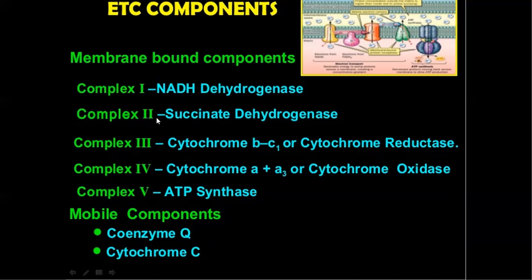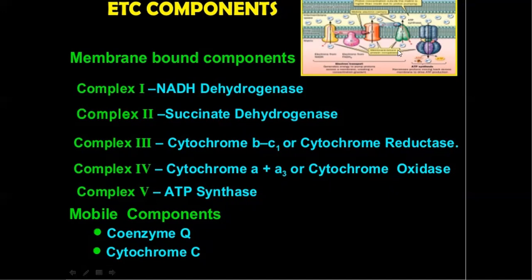And complex 2 is called succinate dehydrogenase, which has the coenzyme FAD. And complex 3 has cytochrome B and C1. Here complex 3, which has cytochrome B and C1, is also called cytochrome reductase.